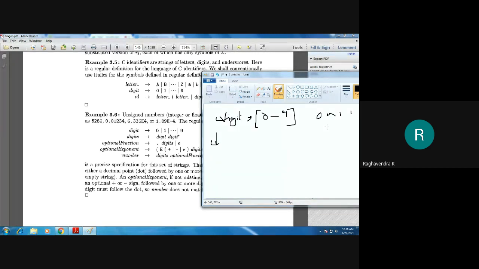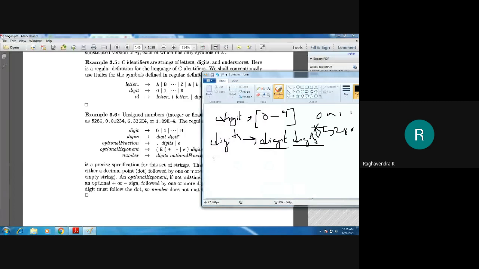But if I want to match the first one, which is 5280, then I need digits. So what is a digit? If digit is 0 to 9, what is digits? It is something that is at least 1 followed by any number of digits. Followed by any number of digits means 0 or more occurrence. So digit concatenated with digit star.